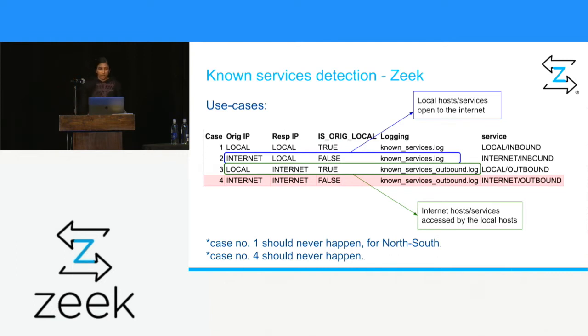So pretty handy. These are the only four use cases possible. And again, 2 and 3 are pretty standard. If you're seeing 1 and 4, depending on your egress traffic or your east-west traffic, you should not see that on north-south. But the fourth one, you should not see at all, no matter where your taps are.